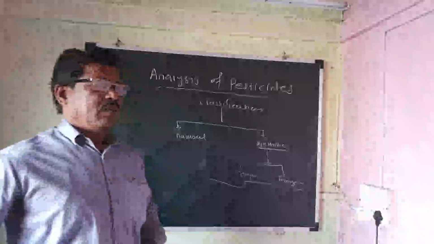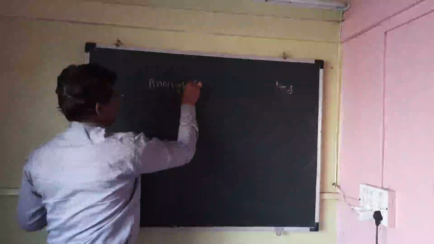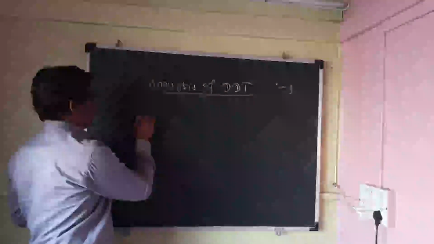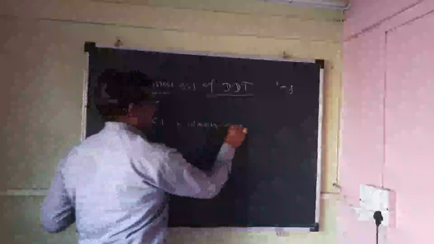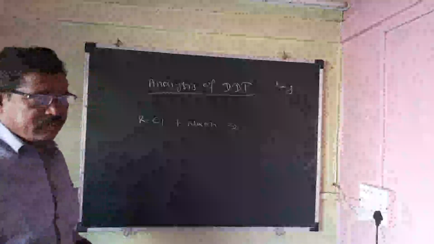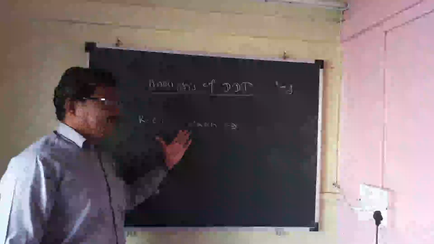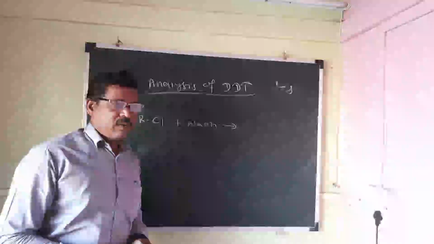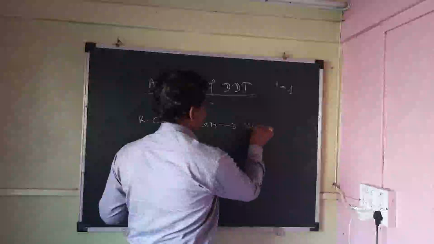In the analysis of DDT, DDT is represented as RCl, and in the presence of sodium metal or sodium hydroxide it is decomposed to liberate the free chlorines. Metallic sodium or a high concentration of sodium hydroxide is used in a methanol and acetone solvent mixture. One chlorine is estimated, forming NaCl and AgCl.